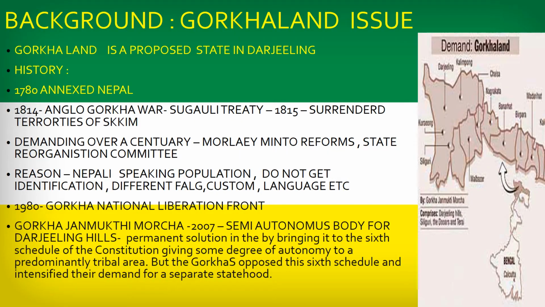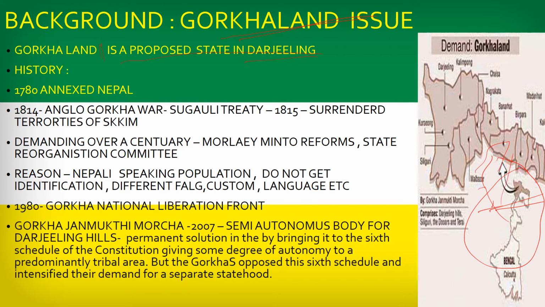So the next article is all about the Gorkhaland issue. Before going into this article, we'll just look at the background first. Fine. Because this Gorkhaland issue is not something that came out of the blue. The demand for the Gorkhaland state has been going on throughout the years, so we have to look at the background and the history first. Gorkhaland happens to be a proposed state in Darjeeling, West Bengal. I have given you the map here. You can see the proposed state, which is demanded by the Gorkha Jan Mukti Morcha. So they are demanding a separate state out of West Bengal.